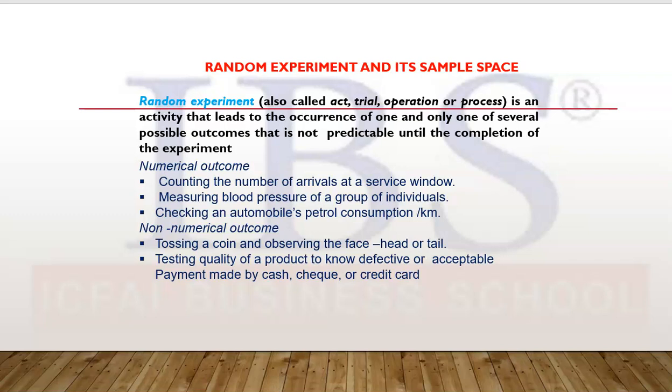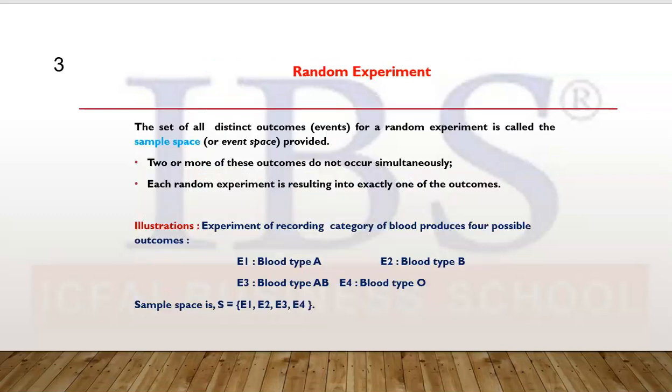Non-numerical outcomes are basically when you toss a coin, it can be head or tail. Testing of a product, it can be defective or non-defective. So basically it is related to the attributes. Now coming to the next one, a random experiment, as I told you, is one which leads to certain outcomes, and all the possible outcomes are called the sample space.